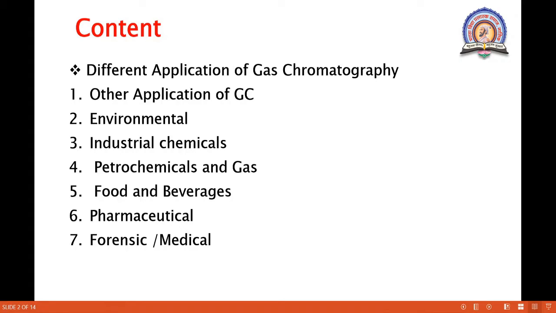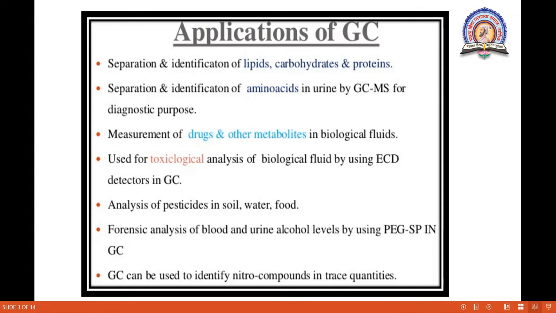So first we see the other applications of this gas chromatography, and then we see the different applications, that is environmental, industrial application, petrochemical and gas application, food and beverages application, pharmaceutical application, forensic or medical application. All these applications we are going to discuss in today's lecture. Okay, student, we start with our first, that is the other applications.